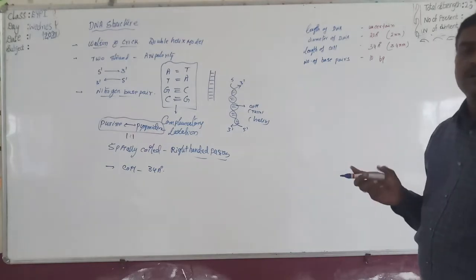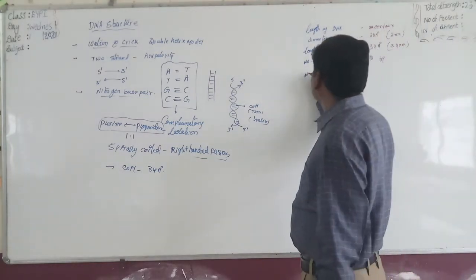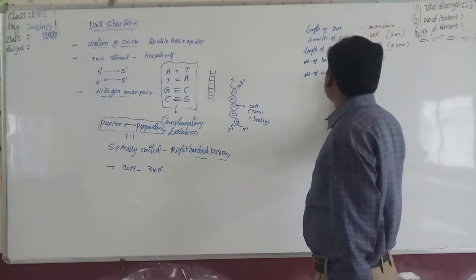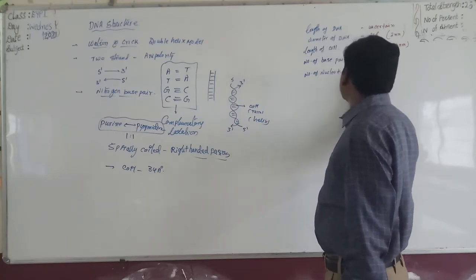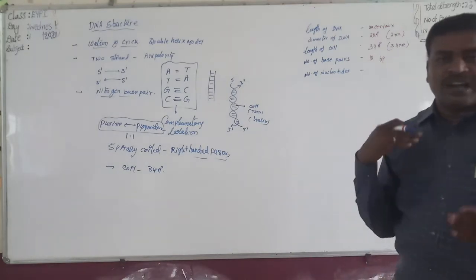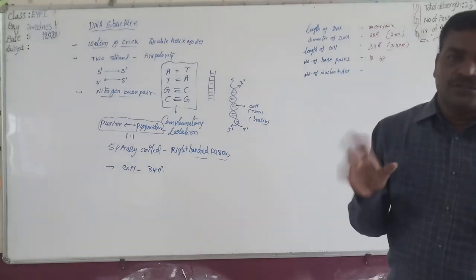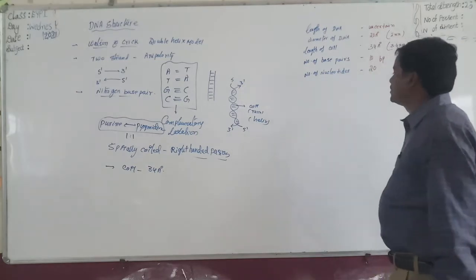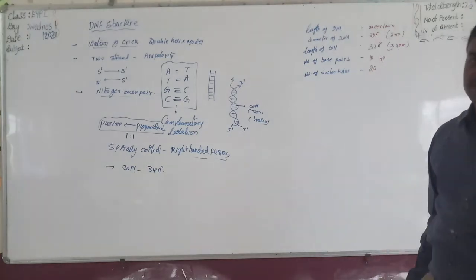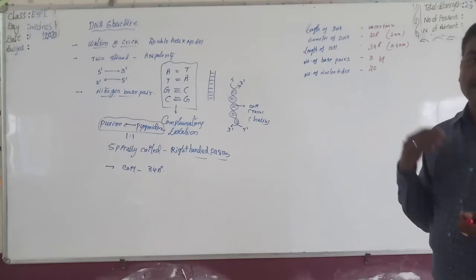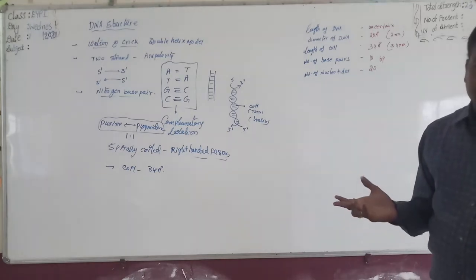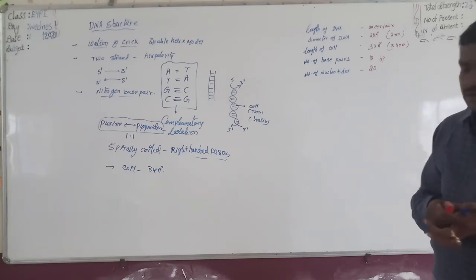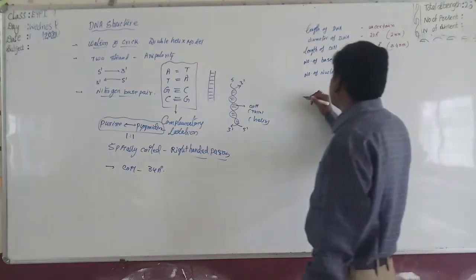And what about the number of nucleotides? Base pairs 10. What about the number of nucleotides? 10 into 2, that is 20 nucleotides. There are 10 base pairs. Okay, each pair is represented by 2 nucleotides, so 10 into 2 is equal to 20 nucleotides.